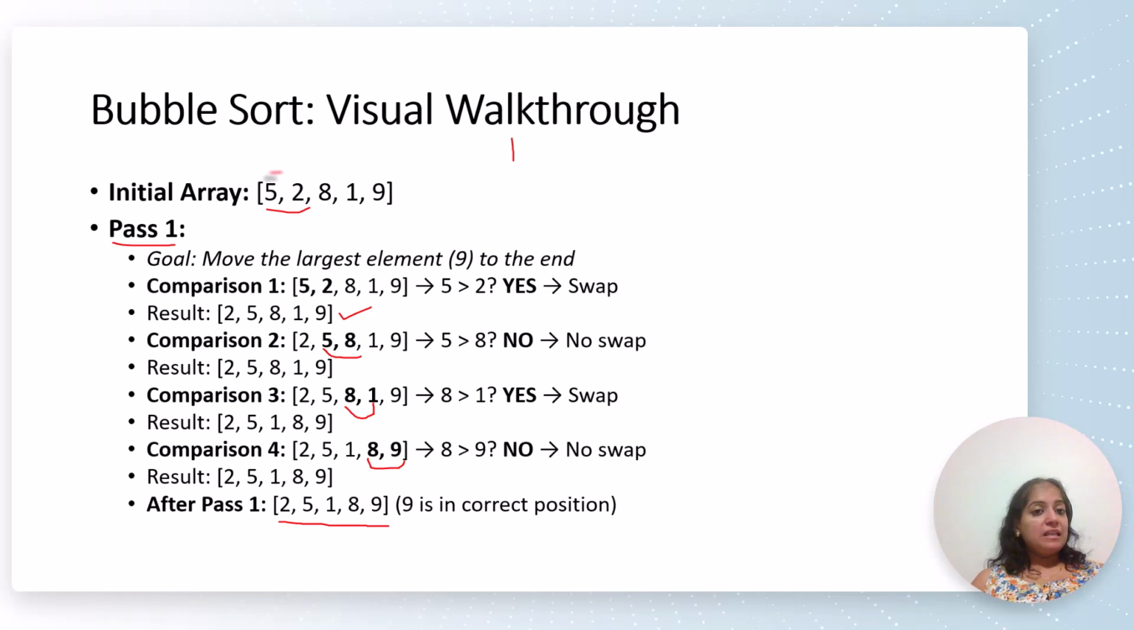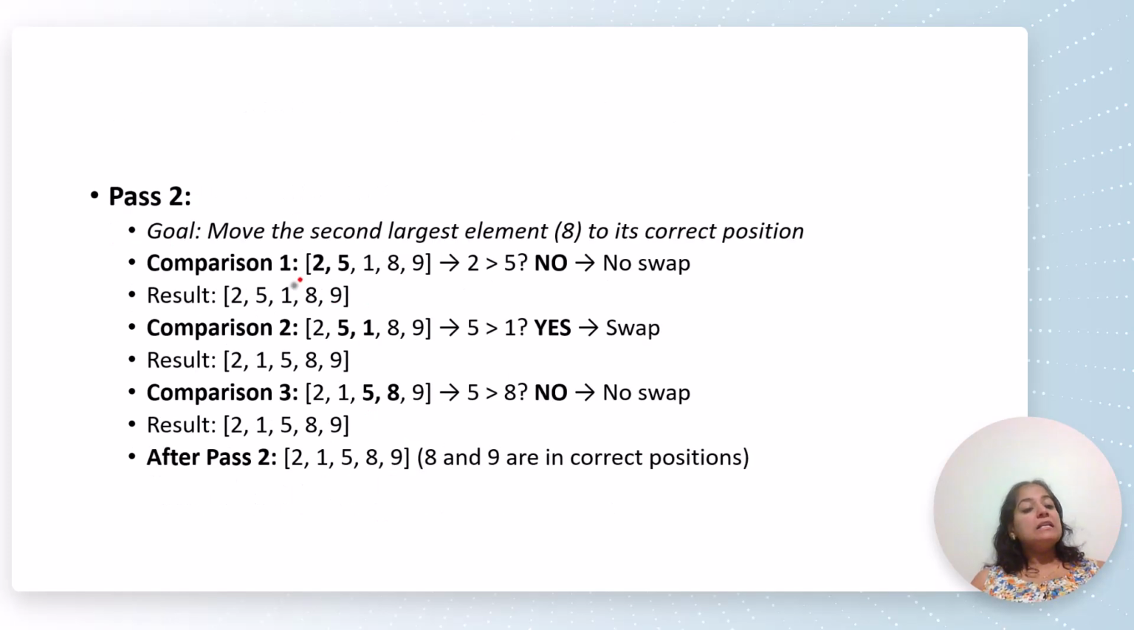Like if you see in this one, the element 9 is at its correct position, right? Then second pass, again we are going to start from the beginning. So we are going to compare elements 2 and 5. Now which is the second largest element? So it should be on its correct position now after the second pass.